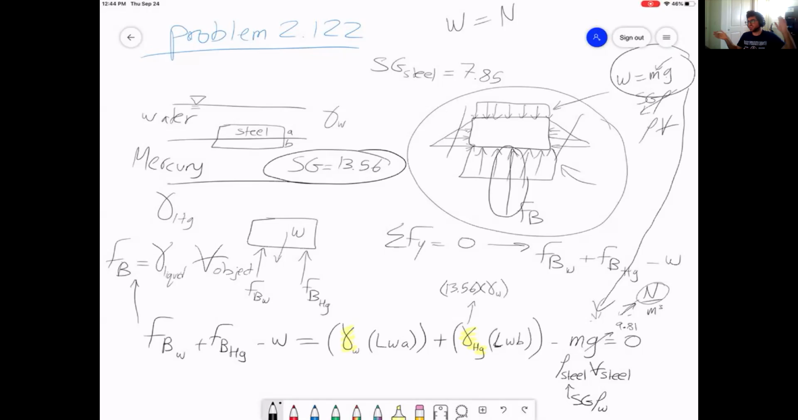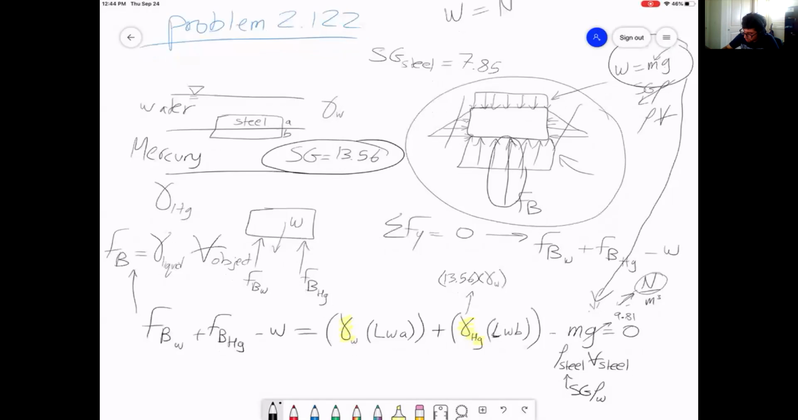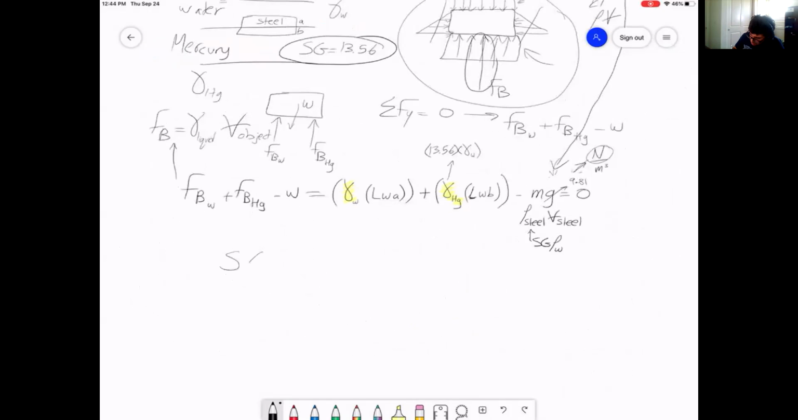Try to not memorize this stuff because you can easily confuse yourself. Start from mg, start from mass times gravity, and work your way. Because remember, SG is equal to density of the object or fluid over density of water. Or you can write SG is equal to the specific weight of the object or fluid over specific weight of water.